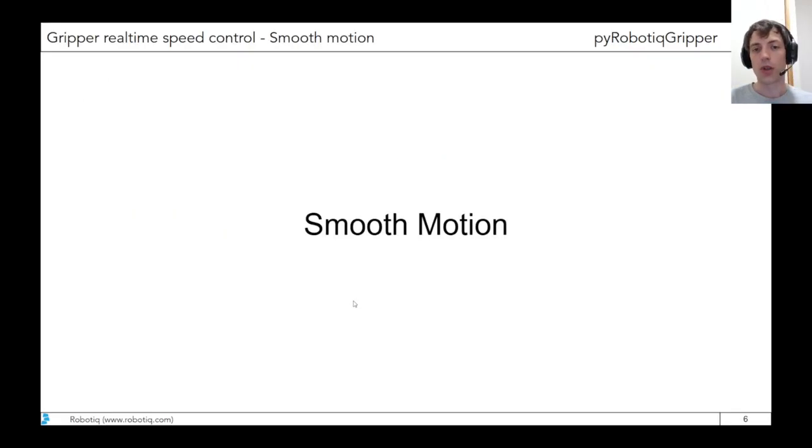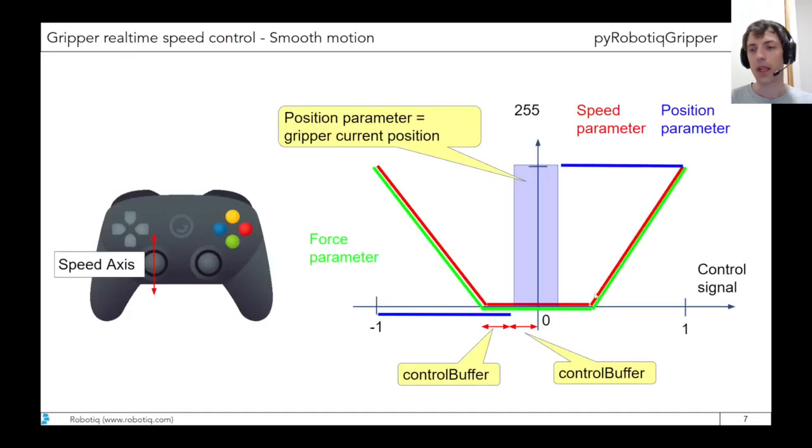Let's have a look at the smooth motion. Here I'm going to explain how the control signal is processed. The control signal is between -1 and 1, and with this control signal you control the speed of the gripper.